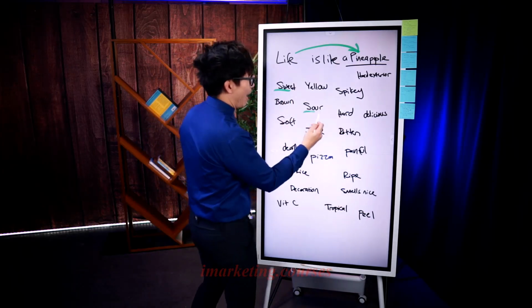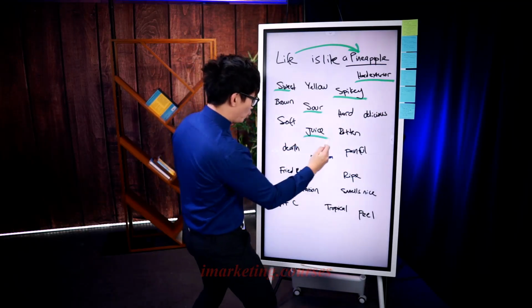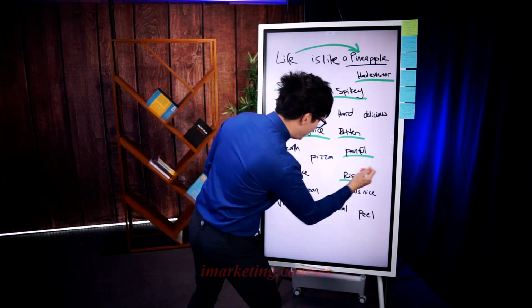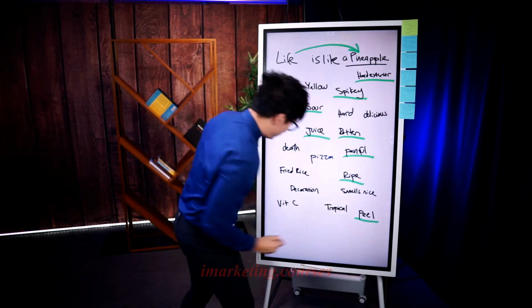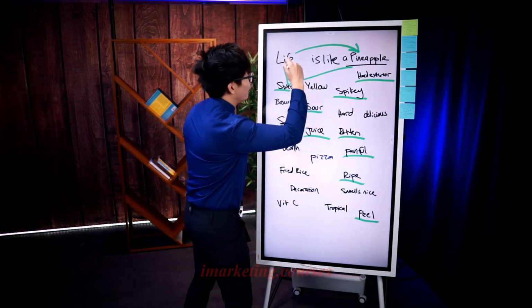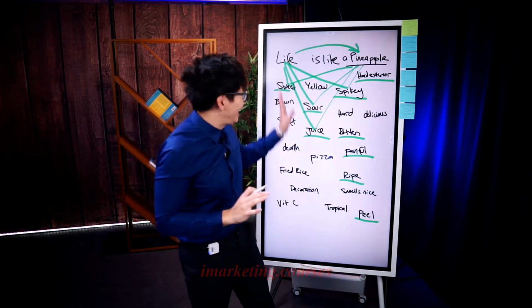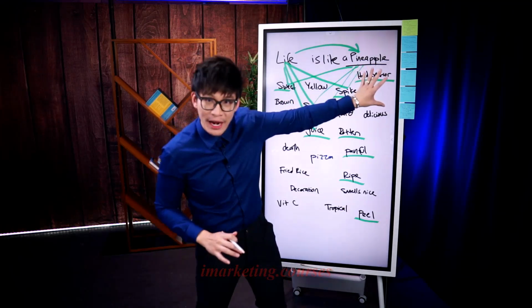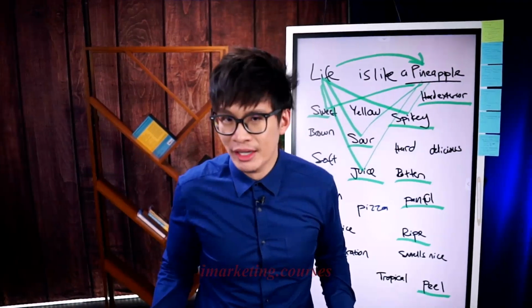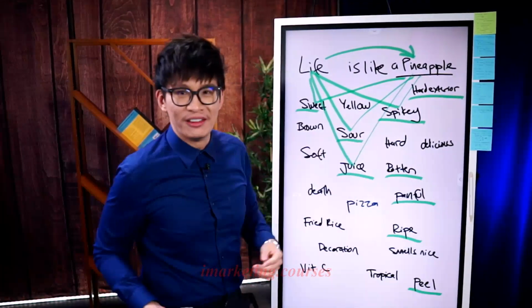Sweet, sour, the obvious ones, the hard exterior, maybe spiky, juice, ripe, maybe even rotten, maybe even painful, maybe even peel. And all of a sudden now I can connect the word life to sweet, life to sour, life to spiky, life to juice. You get the point. And I can link these indirect connections from life now to pineapple. And what I can say now is this: life is kind of like a pineapple when you really think about it. Because you have to peel back the hard exterior, peel back the spiky stuff before you get to the good stuff, before you get to the sweet stuff.